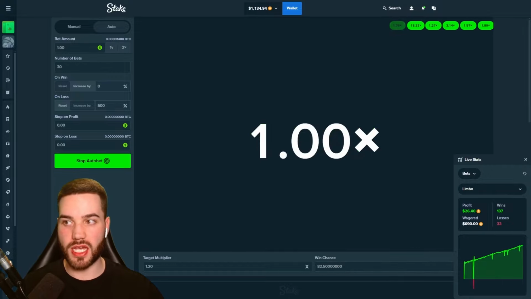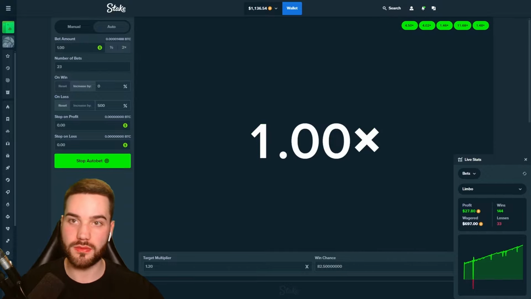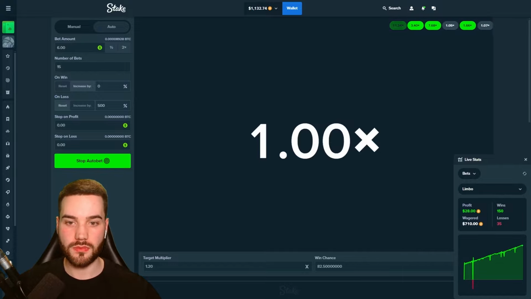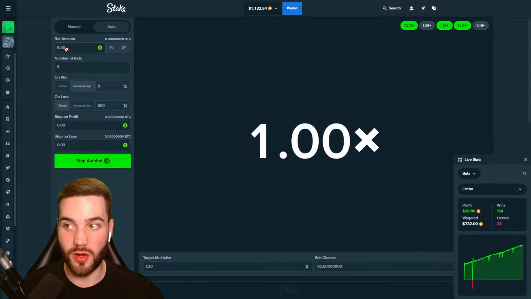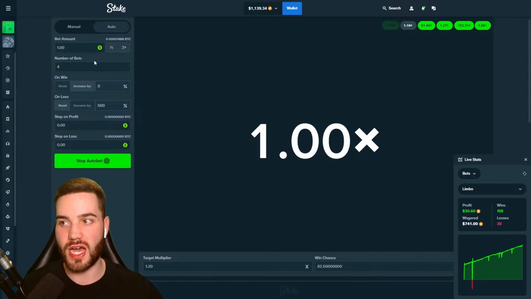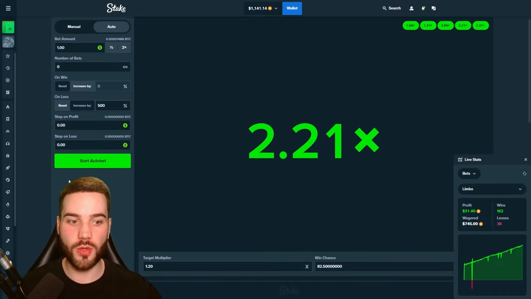80% win chance every single time. $1 bets. Almost $30 profit already. Let's keep it running. 20 bets left. I kind of want to see how high this bet amount can go without losing our balance. 5, 4, 3, 2, 1. So in 200 bets, maybe 2 minutes, $30 profit. Another steady incline on the graph.